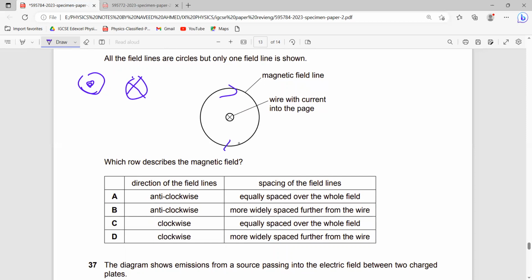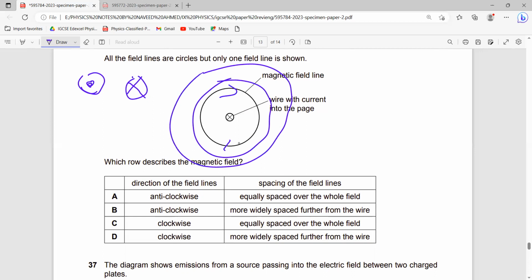The direction of the magnetic field lines will be this, and also these lines are not equally spaced, because some are closer and as they move away, their distances will also be larger. Now we see which row describes the magnetic field. Direction of the magnetic field, anti-clockwise? No, this would be clockwise.